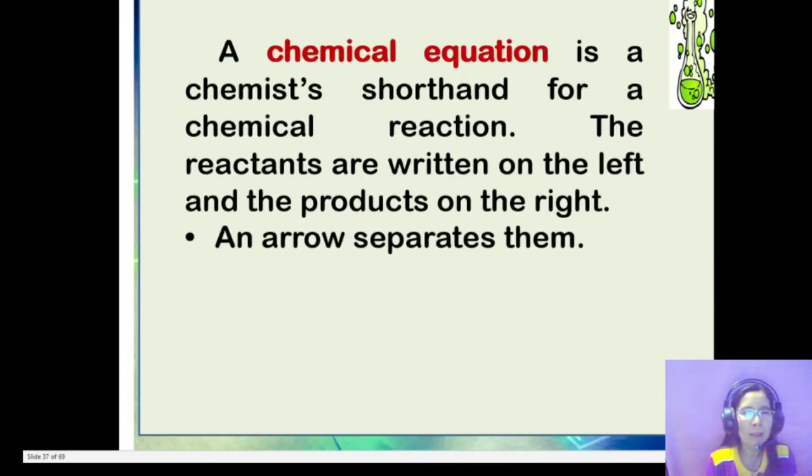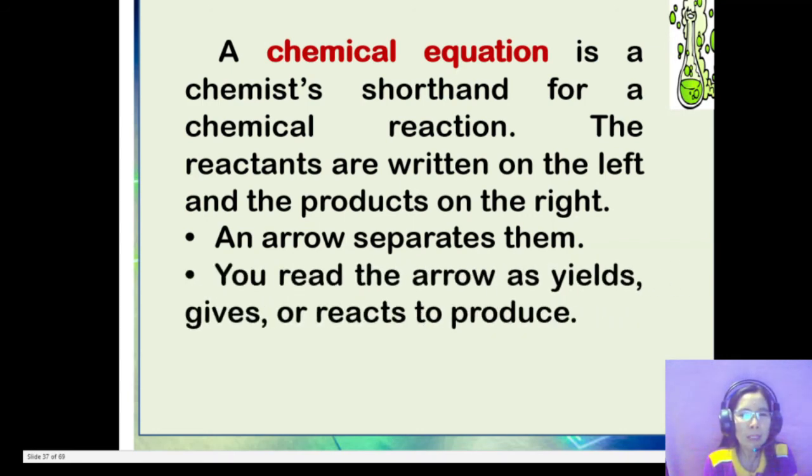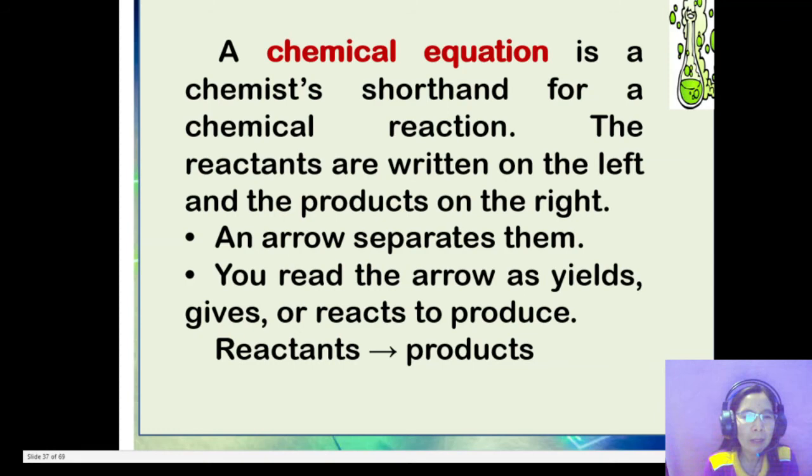This time, let's try to read the concept on what is really this chemical equation. Requesting everyone to please try to read with me this concept. Chemical equation is a chemist's shorthand for a chemical reaction. The reactants are written on the left and the products on the right. So we have done that one. An arrow separates them. We also follow that one. You read the arrow as yields, gives, or reacts to produce. Yes, we did also that particular idea. Reactants should be separated by an arrow, and products should be on the right side.